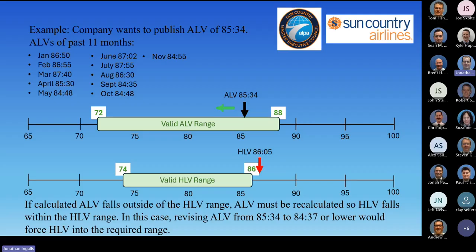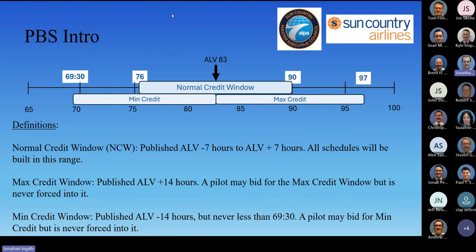So in that case, the company would need to recalculate the ALV underneath that. They'd have to pull their ALV down to get it back within the HLV range. If they were at 86.05, if we wanted to do the math, we'd find that they'd have to revise the average line value from their wanted 85.34 to 84.37 to get us under an HLV of 86. There's a couple of ways you can do that, and we'll talk about that in just a second, but some more definitions we need to go through first, and that's credit windows.